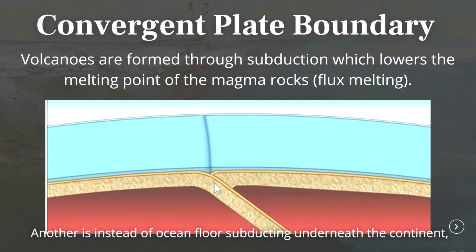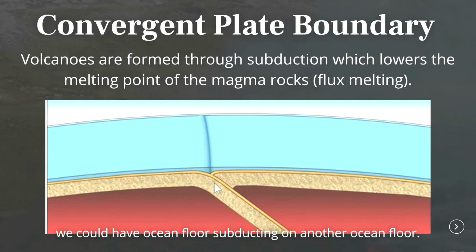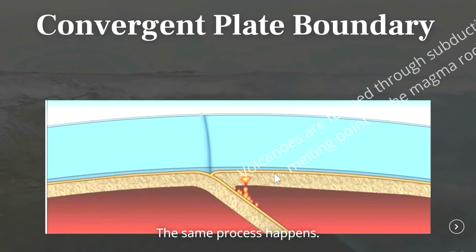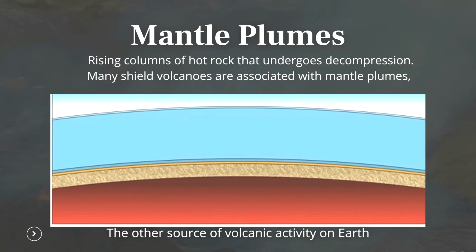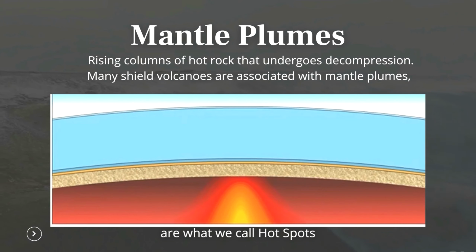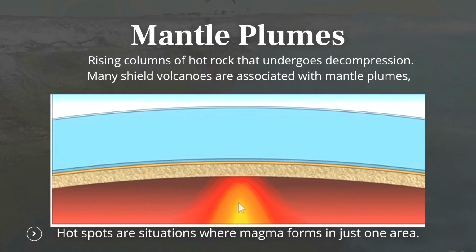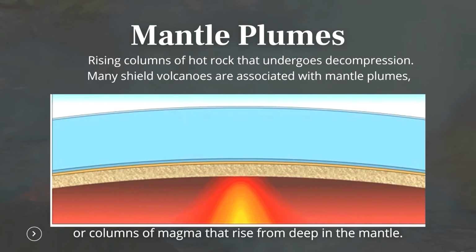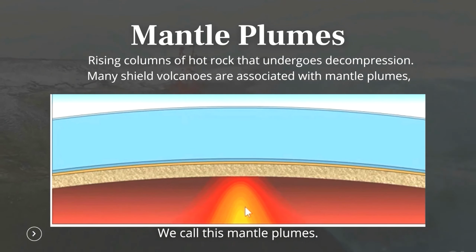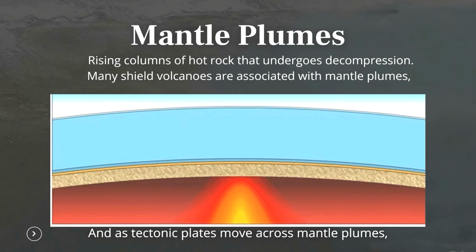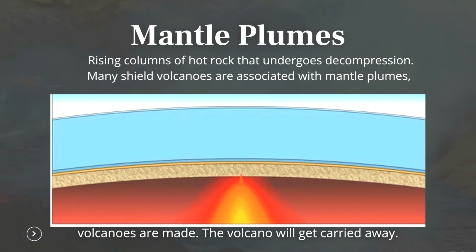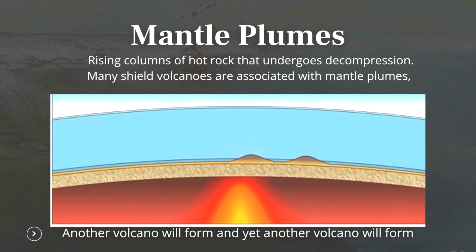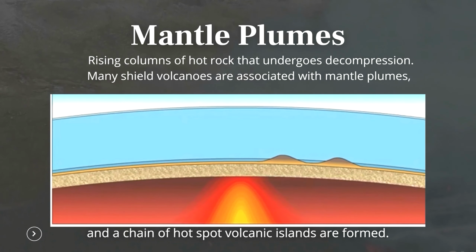Another is, instead of ocean floor subducted underneath the continent, we could have ocean floor subducting under another ocean floor. The same process happens. Mantle plumes. The other source of volcanic activity on Earth are what we call hotspots. Hotspots are situations where magma forms in just one area. These hotspots form because of large blobs or columns of magma that rise from deep in the mantle. We call these mantle plumes, and as tectonic plates move across mantle plumes, volcanoes are made. The volcano will get carried away, another volcano will form, and yet another volcano will form, and a chain of hotspot volcanic islands is formed.